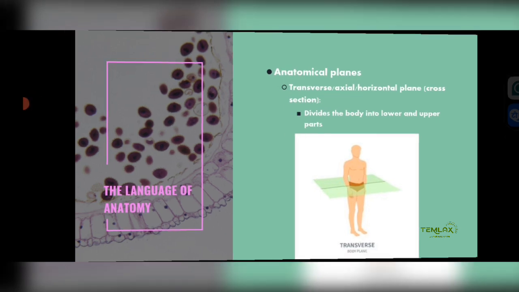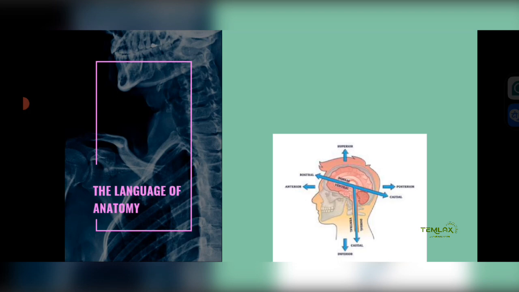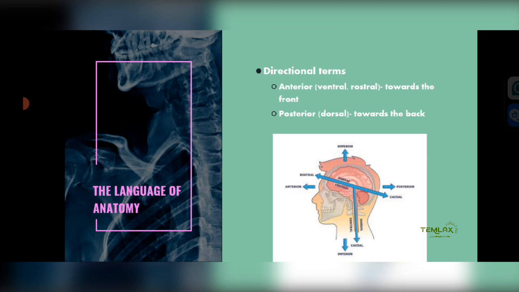So the first term that we'll be looking at is the anterior and the posterior. From the diagram, you can see that anterior means towards the front and posterior towards the back, such as the nose and the neck. You can see that the nose is anterior to the neck, while the neck is posterior to the nose because it is towards the back, while the nose is towards the front.